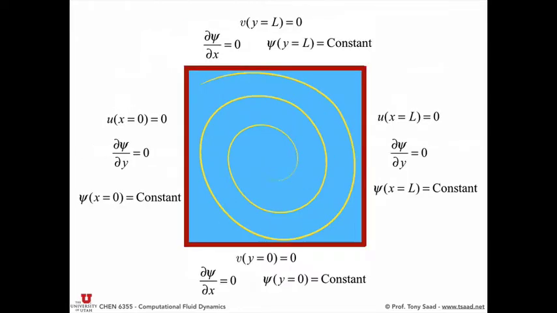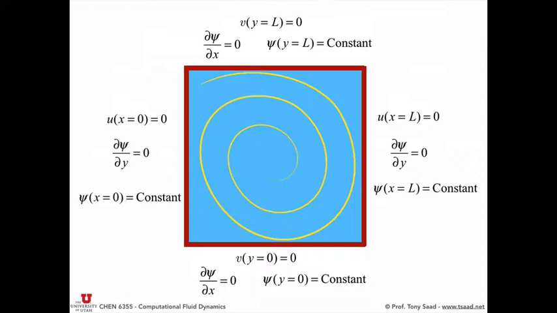Bottom wall. Notice my choice of the normal velocity components, because the normal velocity is going to give me the lateral stream function. u is going to give me ∂ψ/∂y. v is going to give me ∂ψ/∂x. So at the bottom, there's no fluid coming in. So v is 0. Therefore, ∂ψ/∂x is 0 along the bottom wall. So ψ is constant along the bottom wall.